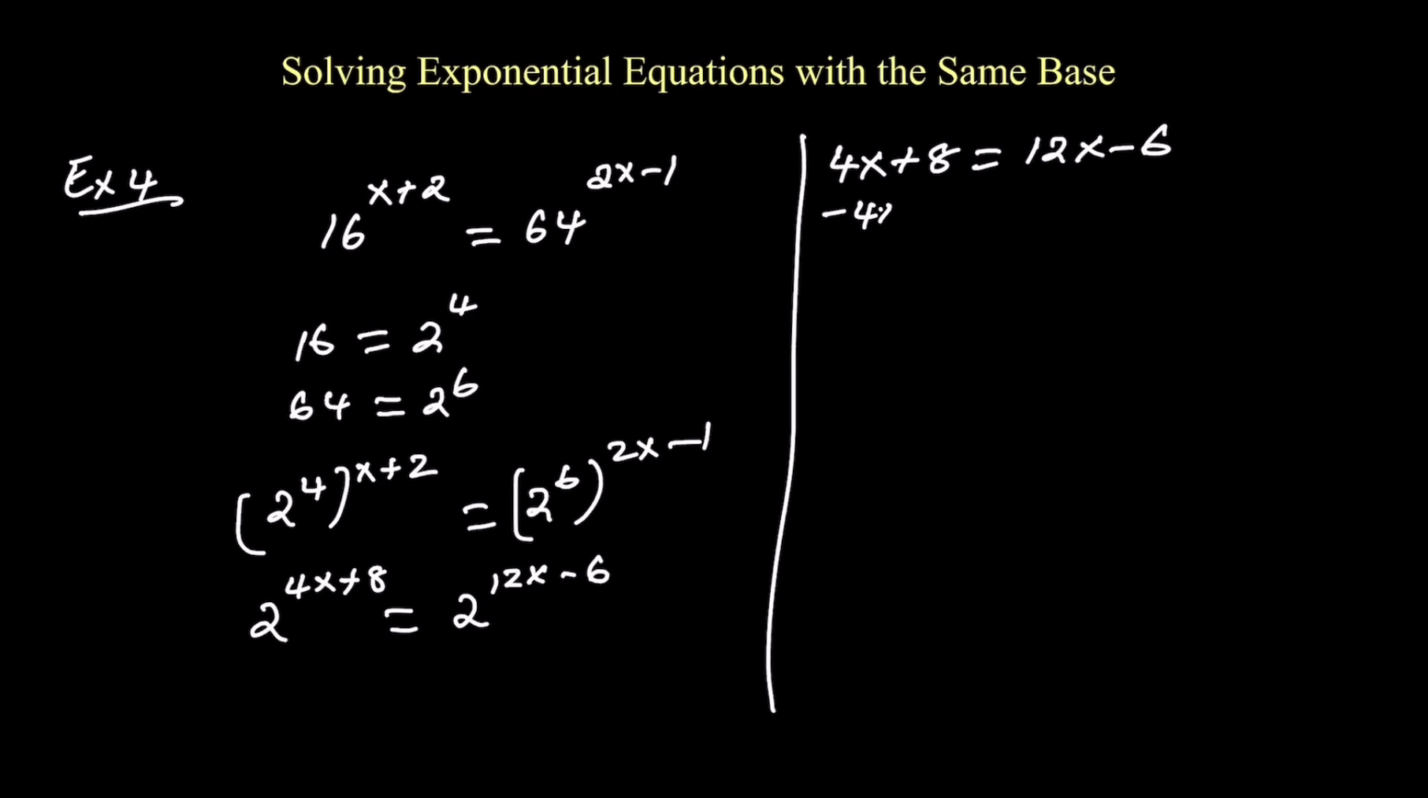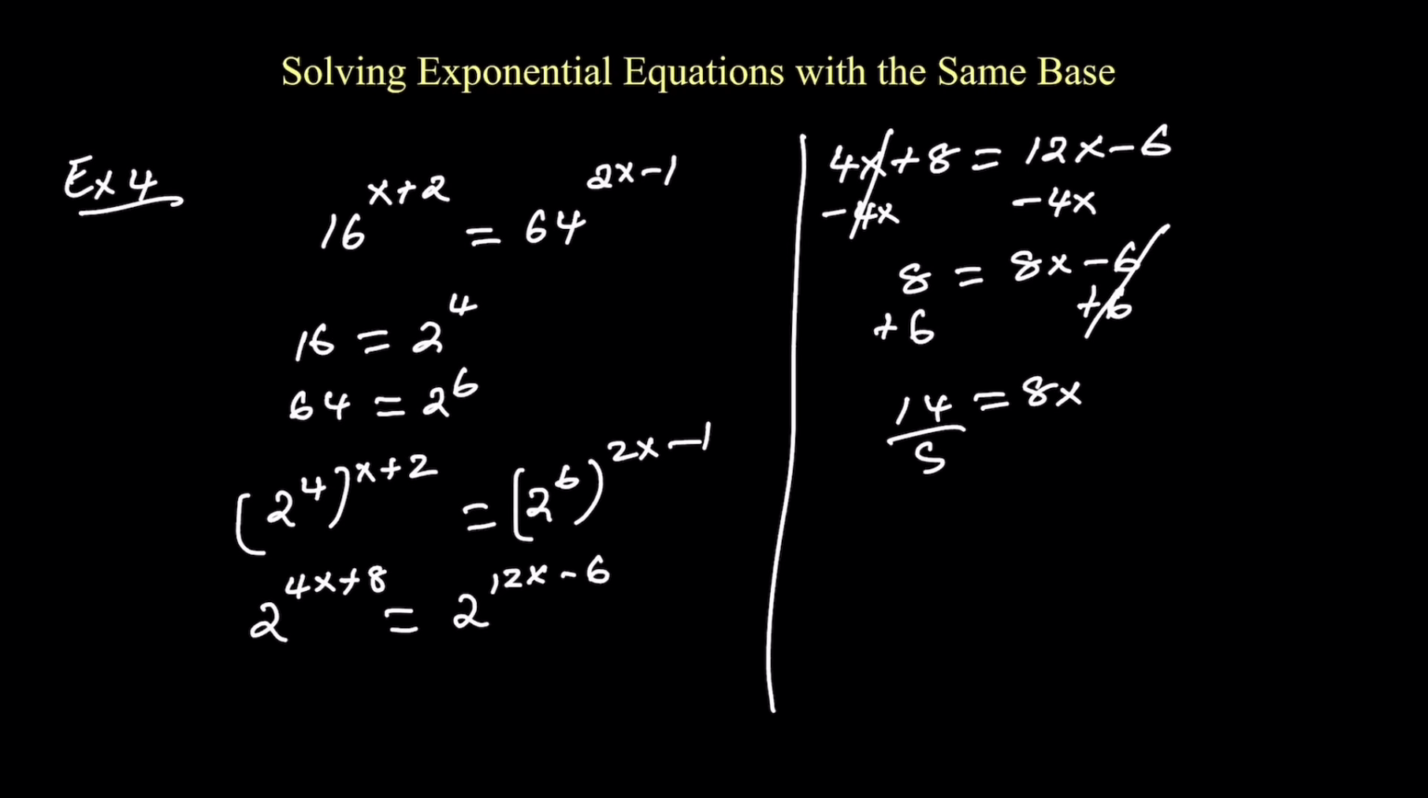Subtract 4x from both sides. 8 equals 8x minus 6. Add 6 to both sides. 14 equals 8x. Divide by 8, x equals 7/8.